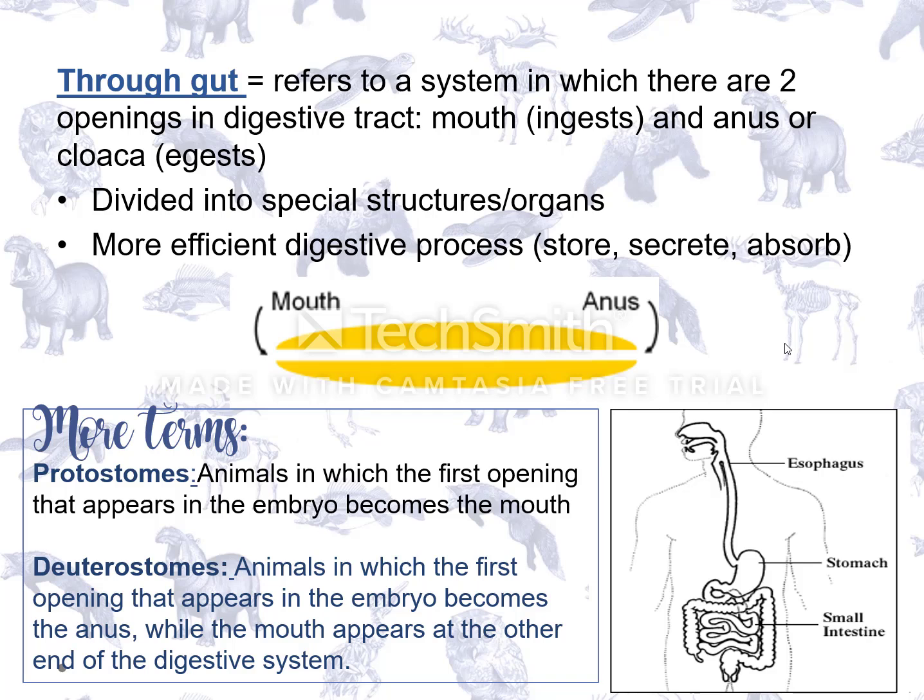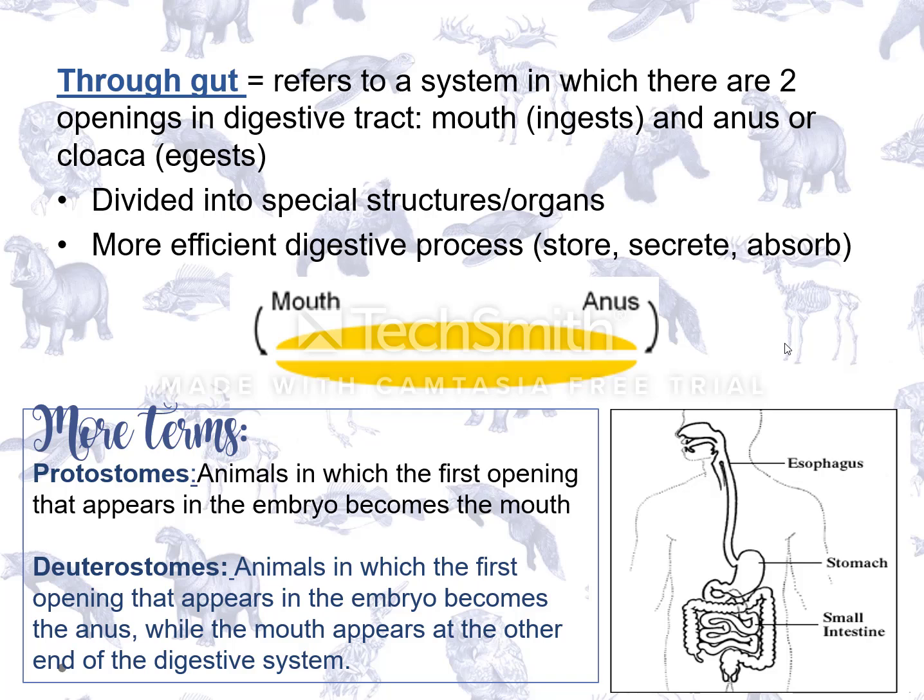So if I'm a protostome, it means that when I was just a little embryo dividing into a blastula, dividing into a gastrula, and my ectoderm, endoderm, and mesoderm were forming, when my gut formed, the first opening, remember a through gut means I would have two openings, the first opening that appeared in the embryo, would become the mouth. Okay.